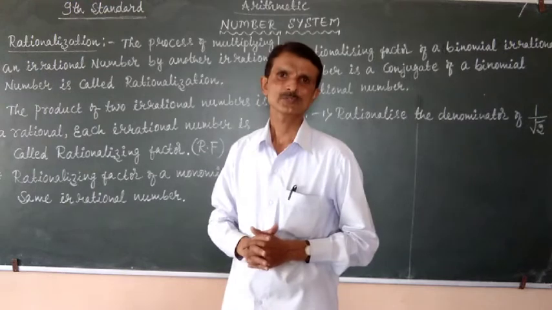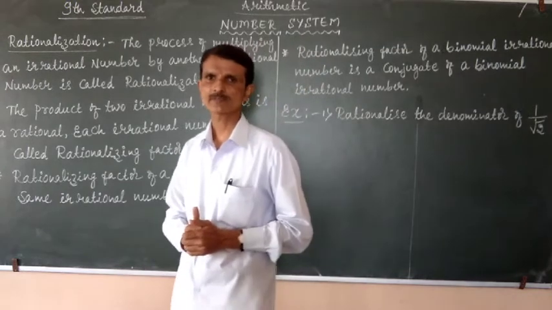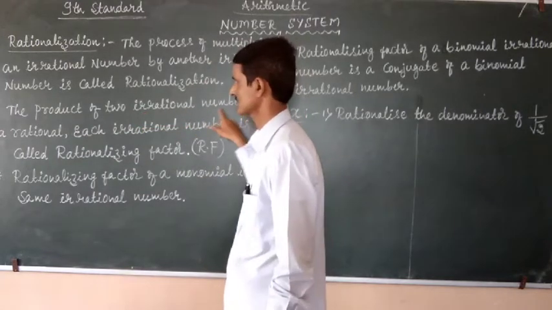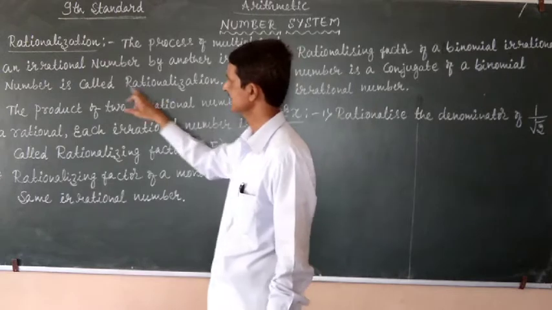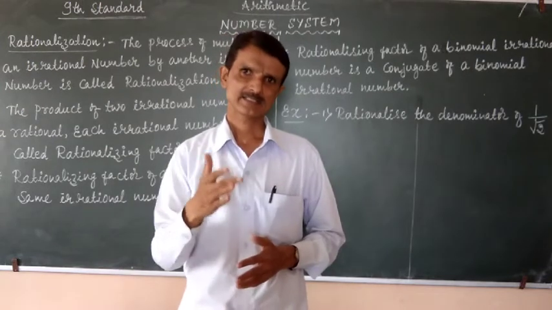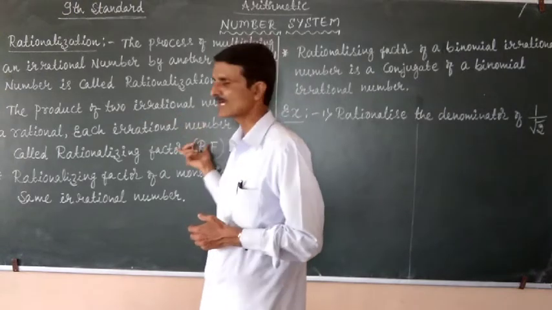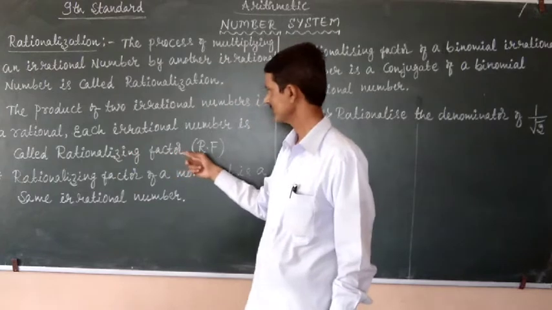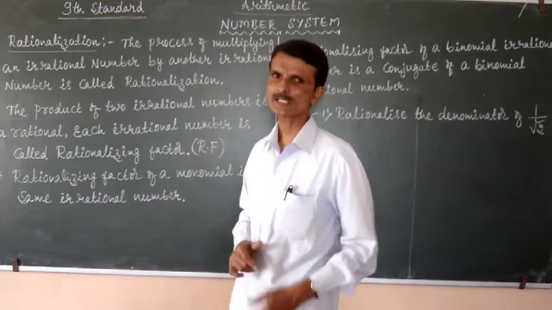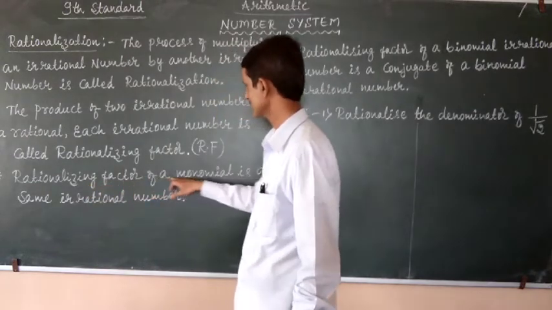To do this rationalization, we must remember some key points. The first point is that the product of two irrational numbers is a rational number, and each irrational number which is multiplied is called a rationalizing factor. Shortly we will write it as RF. RF means rationalizing factor.